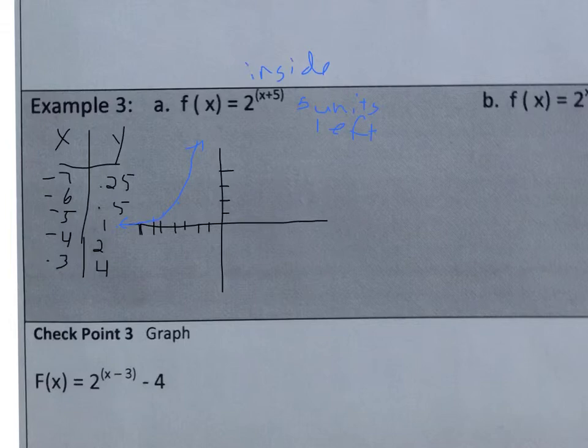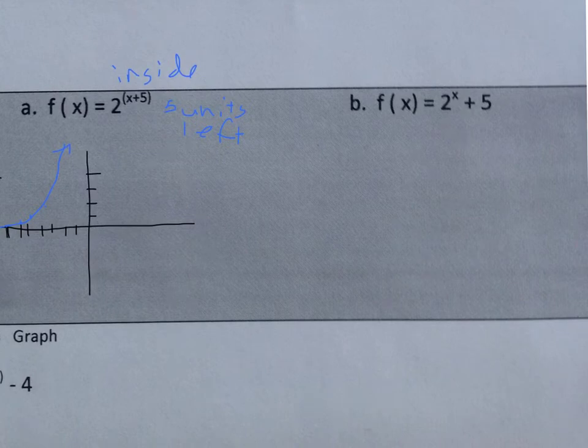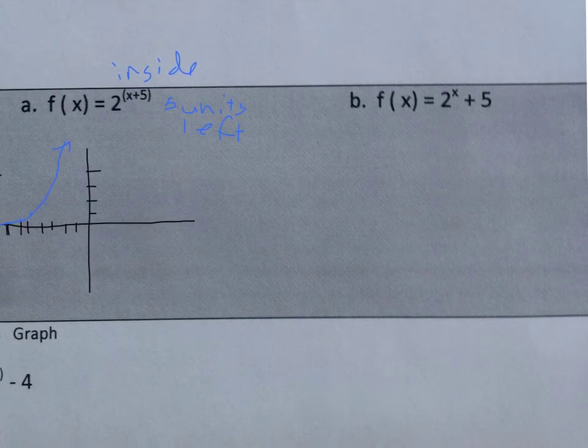Let's look at B. 2 to the x plus 5. Now this is the outside. And remember, outside the function shifts up and down, and it shifts in the direction you think. Plus 5, we're going to be up 5 units. So that's going to make things different. We're not moving left or right now.